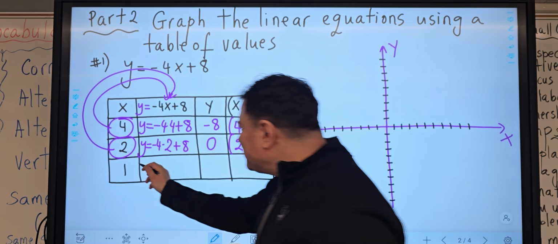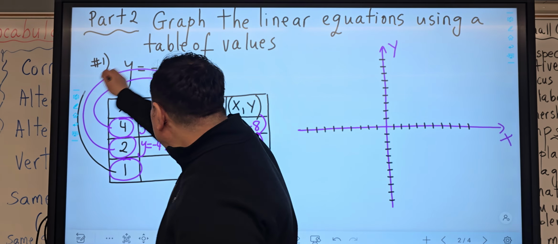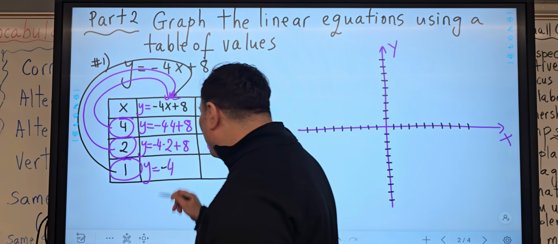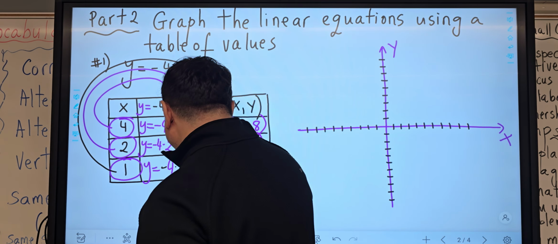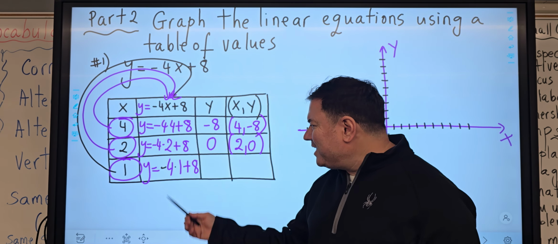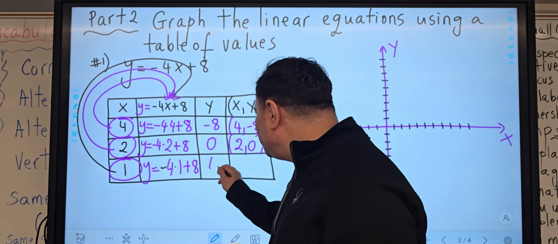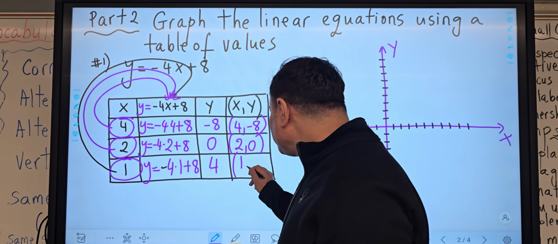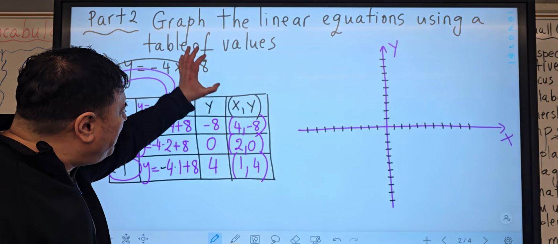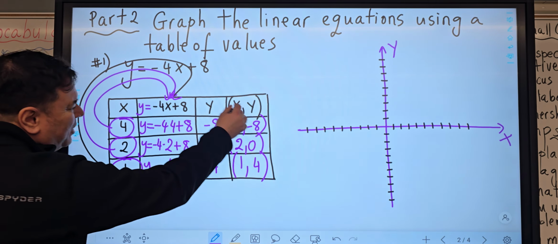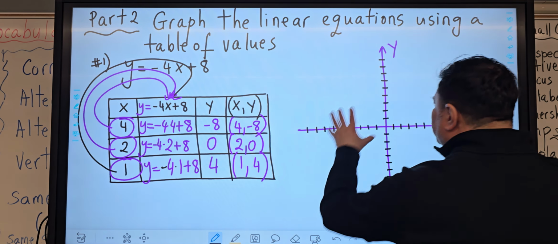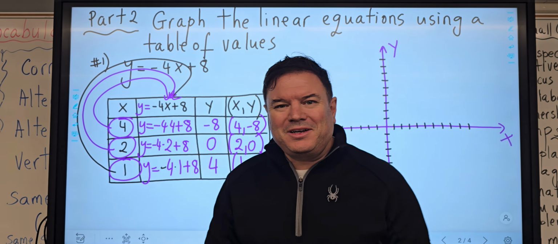Now let's continue with the last number. We are going to substitute 1 for x. So we have y equals negative 4 times 1 plus 8. And again, negative 4 times 1 becomes negative 4, and negative 4 plus 8 becomes positive 4. So here we have 1, comma 4. You see in this table, we have the ordered pairs now in the same table, really neat and organized. And now we just have to plot those ordered pairs on the graph and get the answer, get the line.